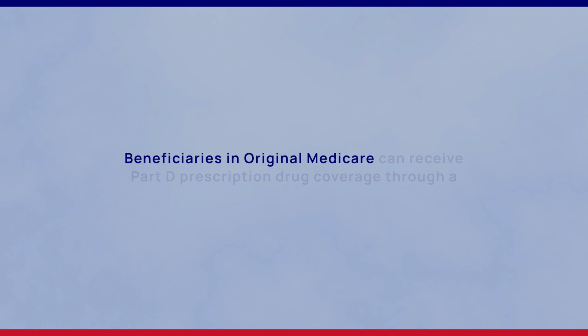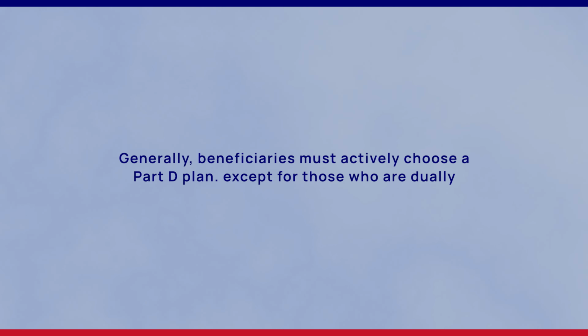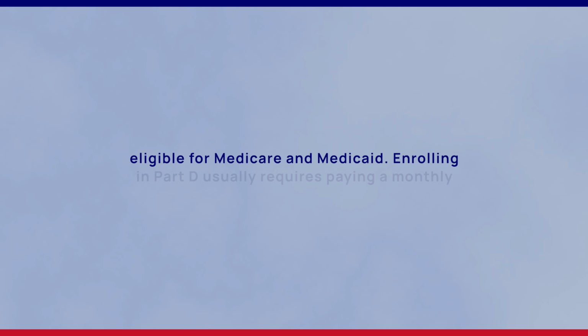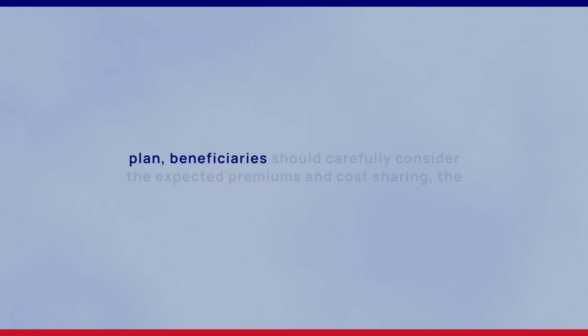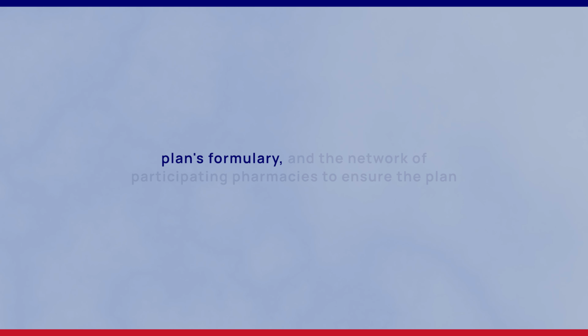Beneficiaries in Original Medicare can receive Part D prescription drug coverage through a standalone prescription drug plan, or PDP. Generally, beneficiaries must actively choose a Part D plan, except for those who are dually eligible for Medicare and Medicaid. Enrolling in Part D usually requires paying a monthly premium, an annual deductible, and cost sharing for each prescription. When selecting a Part D plan, beneficiaries should carefully consider the expected premiums and cost sharing, the plan's formulary, and the network of participating pharmacies to ensure the plan meets their medication needs.